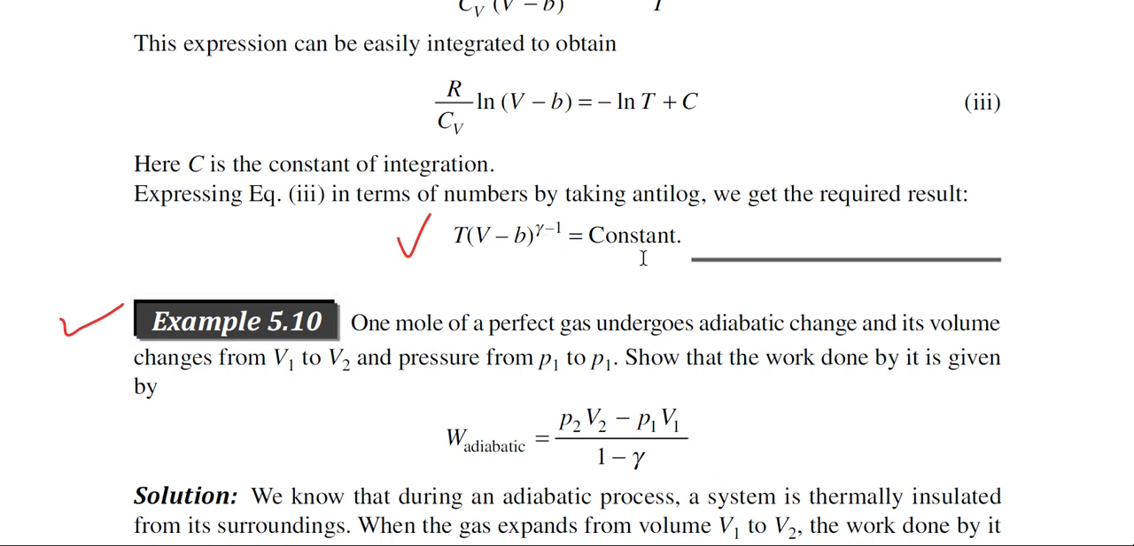You see that for an ideal gas this is T into V to the power gamma minus 1 is equal to constant, but if we consider the van der Waals gas, then this particular TV relation will be replaced by T into (V minus B) to the power gamma minus 1 is equal to constant.